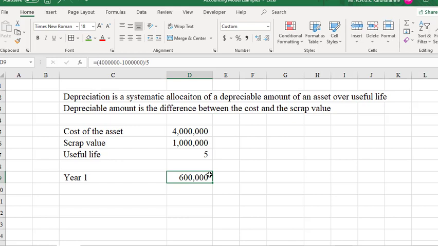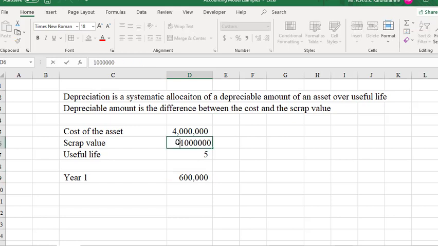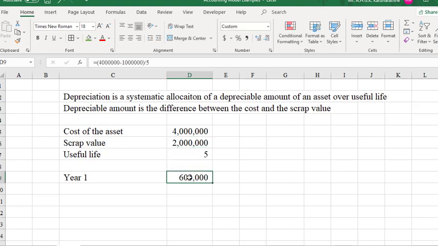Someone might compute depreciation like this, but it is not that convenient. What if you later identify that your scrap value is going to be 2 million? Then you need to recompute, because management's estimation of the scrap value of the asset has changed. When this changes, you need to compute the next year's depreciation again. So it is time consuming.